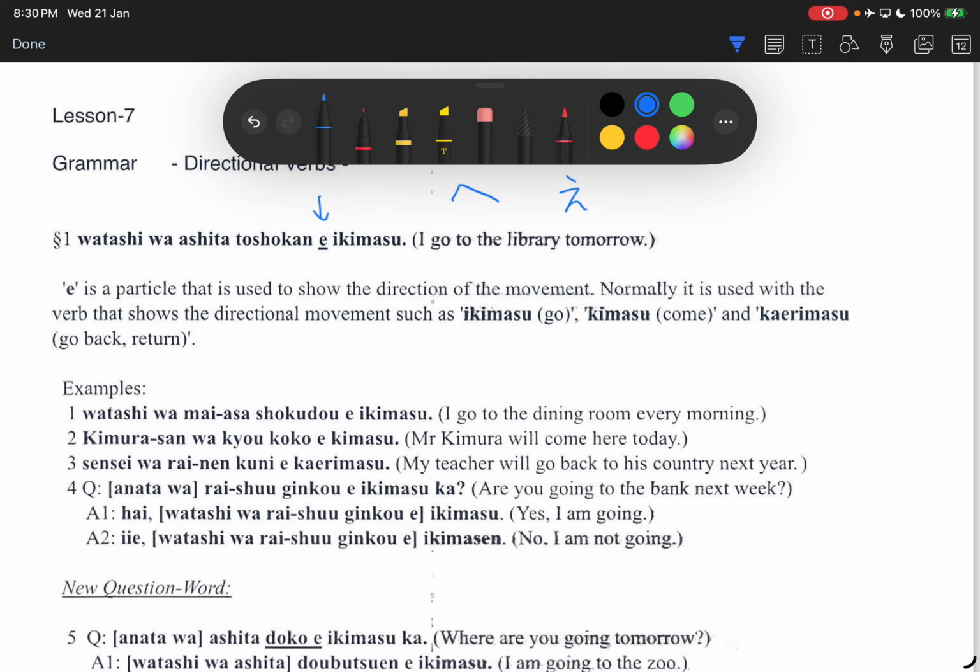So 図書館へ行きます. You can think of this as English "to", right? I go to library. So this is like the particle "to" in English. I go to library.